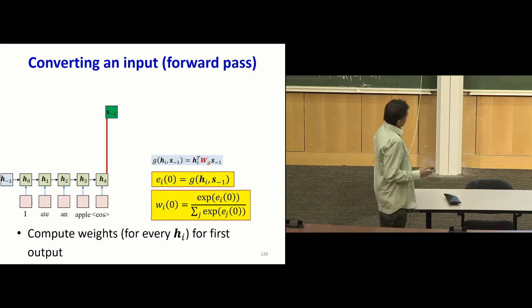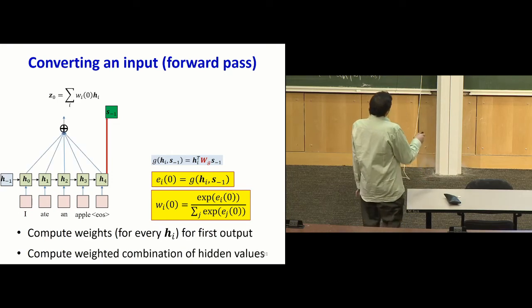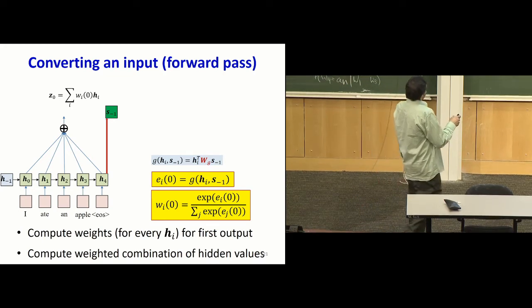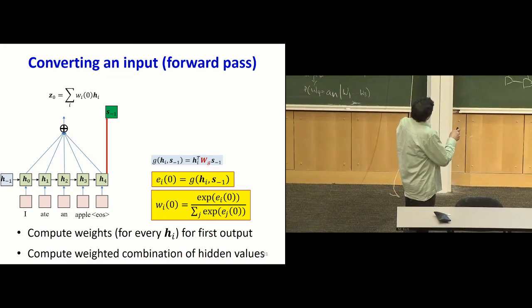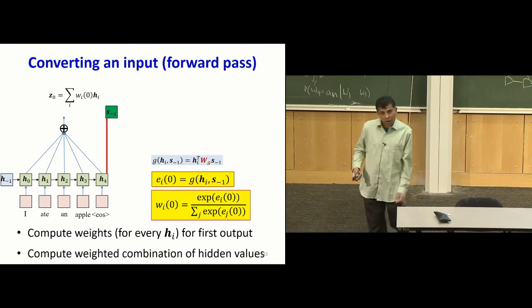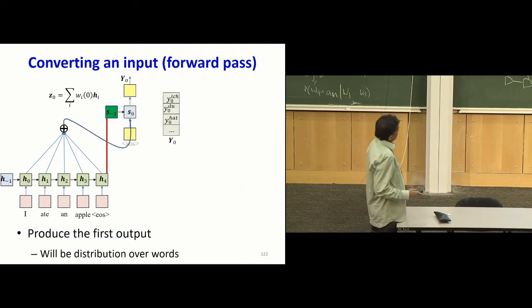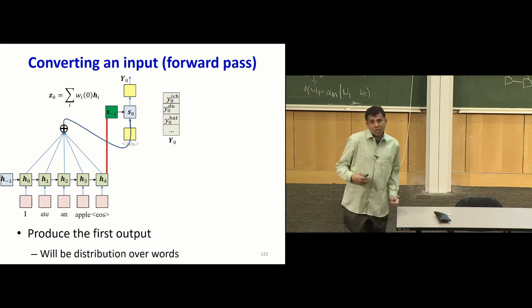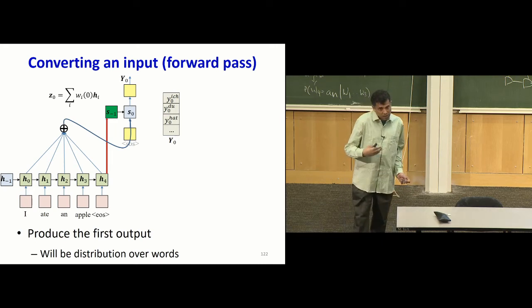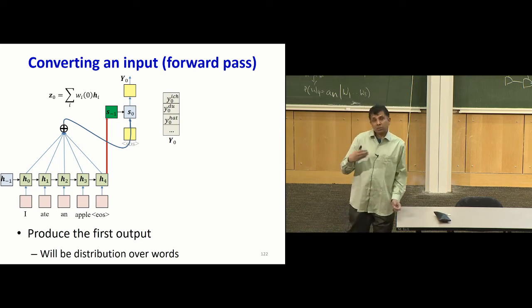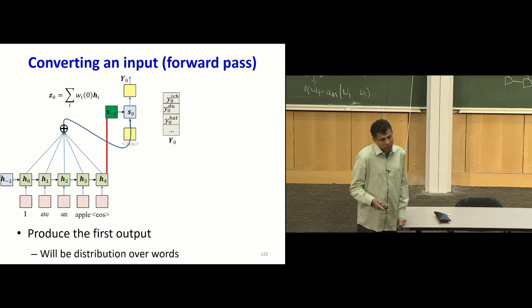They represent a distribution. And then using these normalized weights, you'd compute a weighted sum of all of these hidden representations. That gives you z_0, which we will call the context. And this z_0 and the start of sentence symbol are going to be passed together to the hidden layers of the decoder, along with s_{-1}, of course. And the decoder is going to produce a probability distribution over words for the first word of the output.